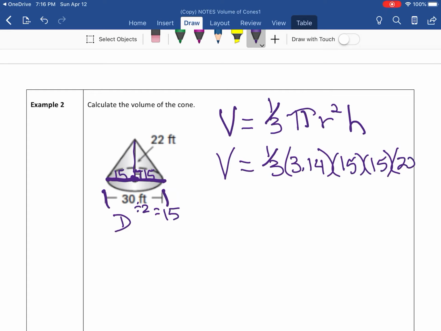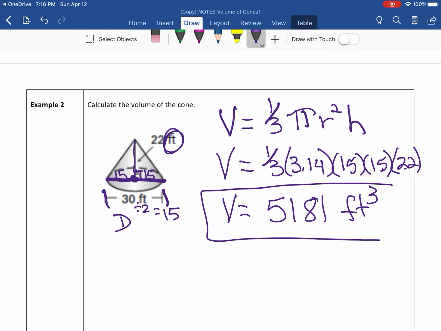What's the height that makes this up? 22 feet. All right. Now, what does volume equal? Again, 1/3 times 3.14 times 15 times 15 times 22 is 5,181. And then please, please, please don't forget your labels on your worksheets and assessment. Feet cubed. That is the volume of that cone.